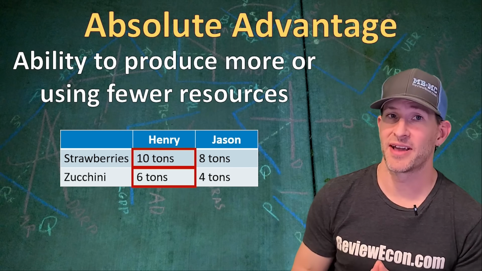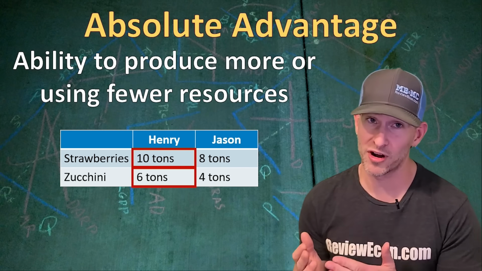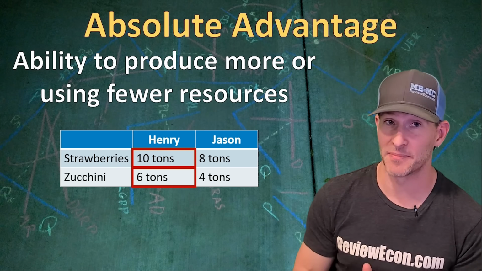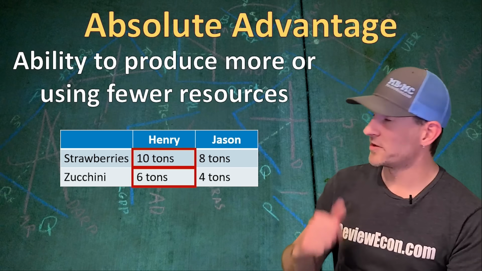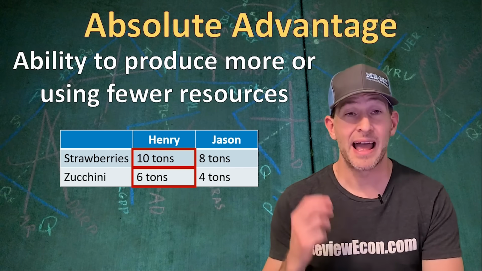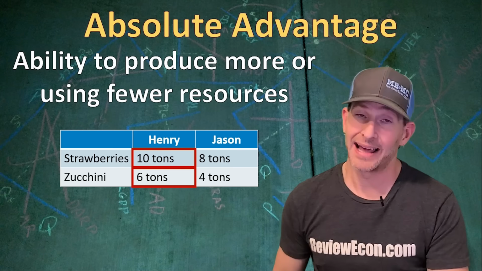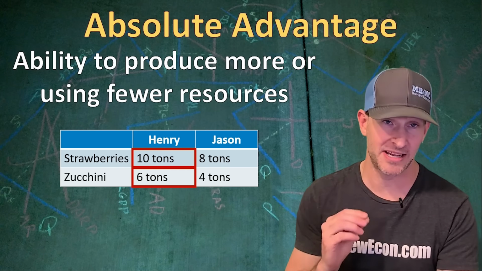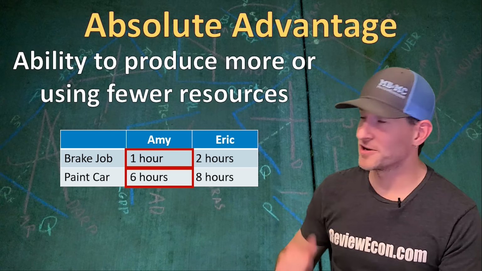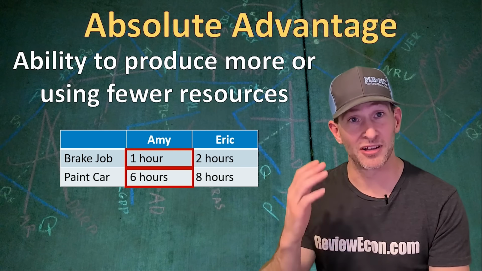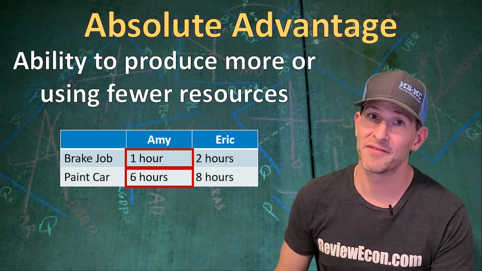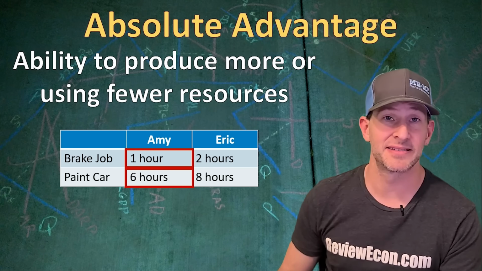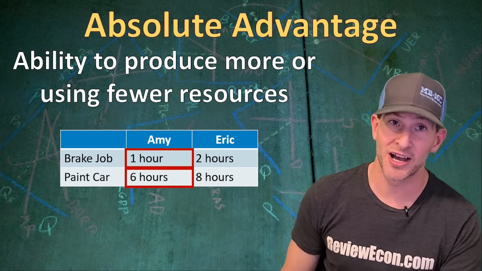Next, we have absolute advantage. That's the ability to produce more of something or the same amount of something using fewer resources. Here with this chart, we have an output problem, and that means more production is better, and Henry has the absolute advantage in the production of both strawberries and zucchini because he can produce more of both. Here we have an input problem for these numbers, and that means lower quantities of inputs mean you have an absolute advantage. In this case, Amy has the absolute advantage in doing brake jobs and painting cars.